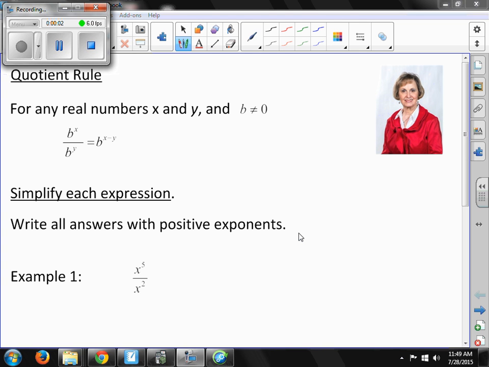Just a quick review of the quotient rule before we start on division by a monomial. You have to use the quotient rule to be able to do this, so I'm just going to review it very quickly. For any real numbers x and y with b not equal to 0, b to the x divided by b to the y is b to the x minus y. When we have division, we subtract the exponents.